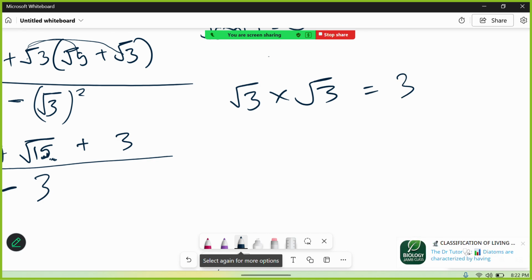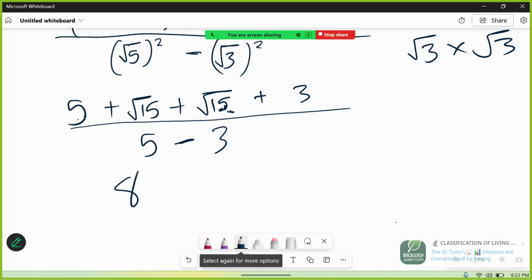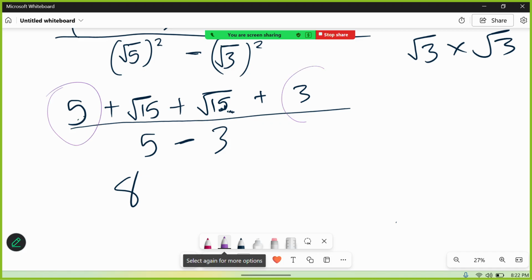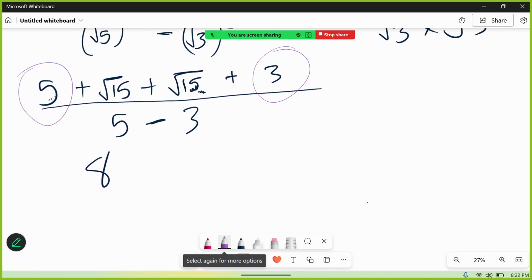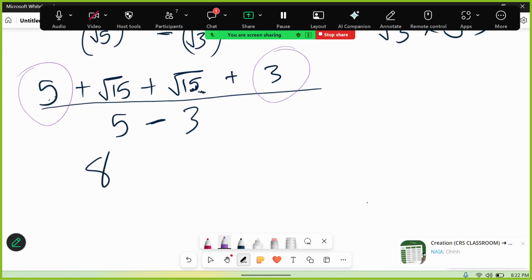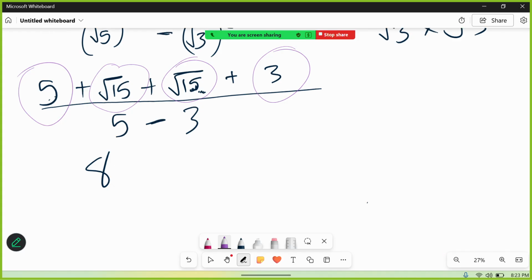Okay, that's 3. Let's move on so that we can go on. Now I said, because of like terms, that 5 is alike with 3 because it does not have a root. We bring it together. 5 plus 3 will give us 8. 15 is also alike with root 15 here. So root 15 plus root 15.